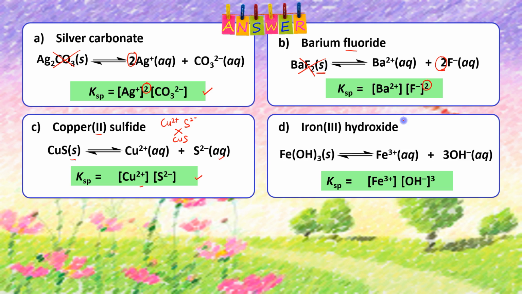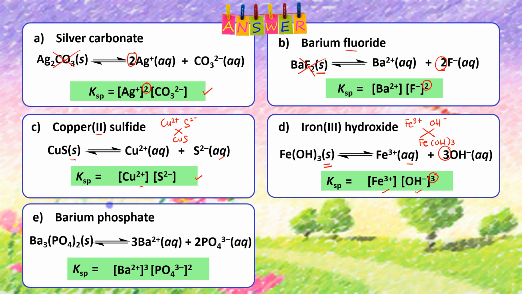Iron 3 hydroxide: iron Fe3+ combined with hydroxide ion. When combined, we get Fe(OH)3, a solid. It partially dissociates and becomes Fe3+ and 3 moles of hydroxide ion. Now, make sure your equation is balanced. Then we can write the Ksp expression equals the concentration of Fe3+ times the concentration of OH- to the power of 3, because the coefficient here is 3.